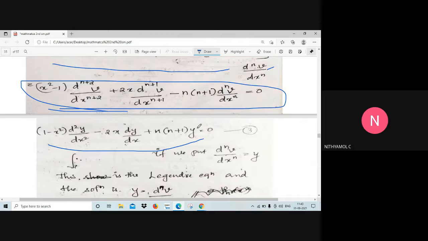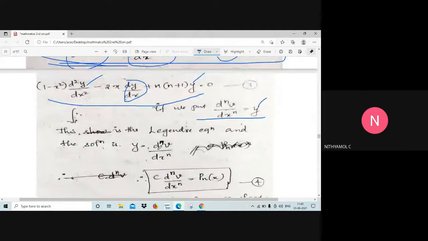So here instead of y, this is d^n v by dx^n. Instead of dy by dx, this one d^(n+1)v by dx^(n+1). And instead of d square y by dx square, d^(n+2)v by dx^(n+2). Okay, so the solution is what? d^n v by dx^n equal to y. y is the solution. So y is the Legendre solution of this Legendre equation.